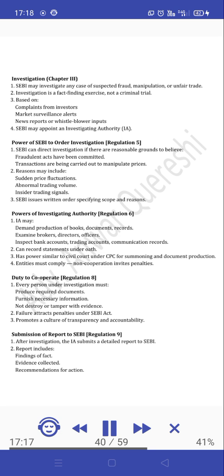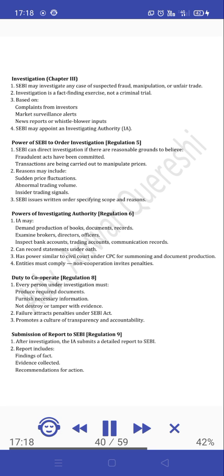Powers of Investigating Authority, Regulation 6.1. Demand production of books, documents, records. Examine brokers, directors, officers. Inspect bank accounts, trading accounts, communication records. 2. Can record statements under oath. 3. Has powers similar to civil court under CPC for summoning and document production. 4. Entities must comply. Non-cooperation invites penalties.